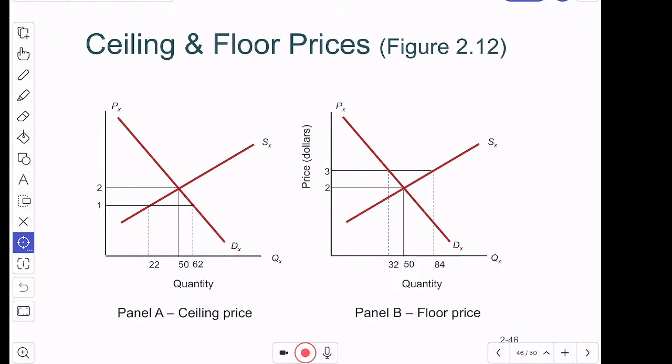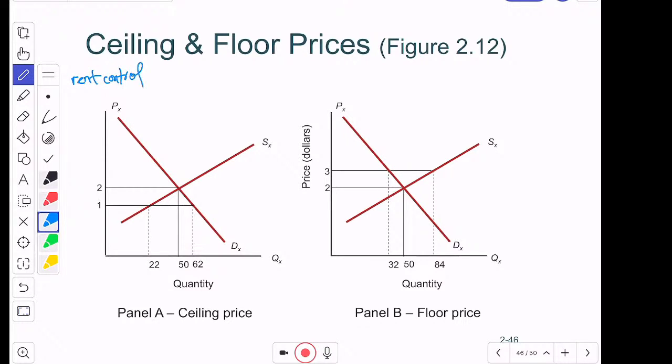The classic example of a floor price, milk always comes up, right? That's another one. So a classic example of a ceiling price I'm going to use is rent control.